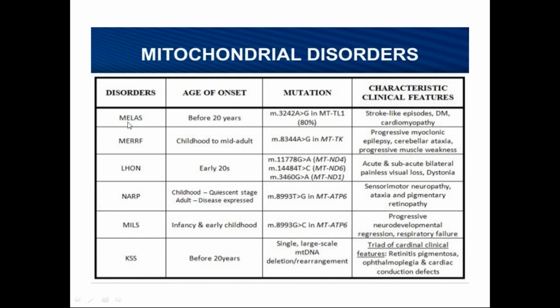So you can see this in males. They are most probably affected at the age of less than 20 years, most probably due to mitochondrial DNA. Clinical features are stroke-like episodes, diabetes mellitus, cardiomyopathies. MERRF is from childhood to mid-adulthood due to mutation of mitochondrial DNA. Clinical features are progressive myoclonic epilepsy, cerebellar ataxia, progressive muscle weakness.